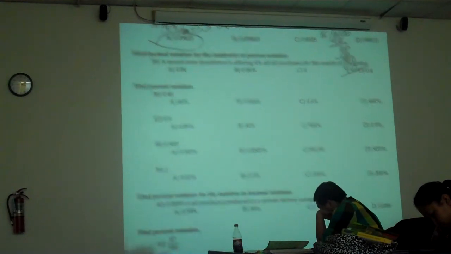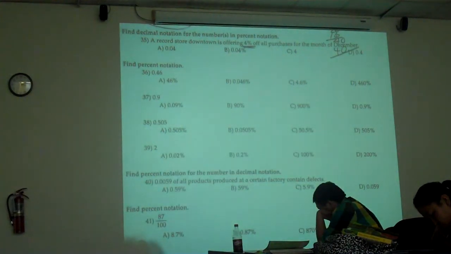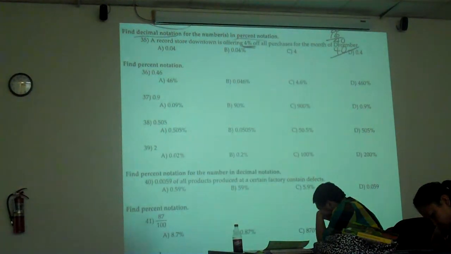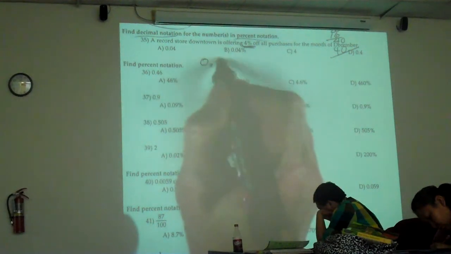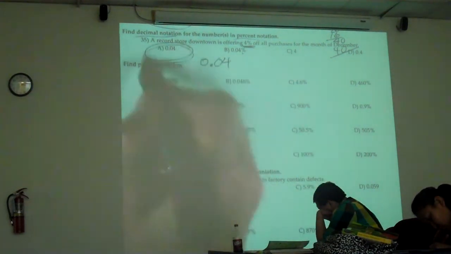Okay, this record store is offering 4% off for the month of December. You're writing a decimal for the percent, so just change 4% into a decimal. 0.04. Don't put the percent sign on it. You're changing it to a decimal.